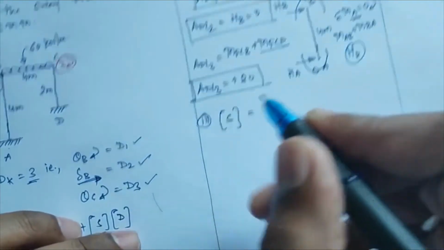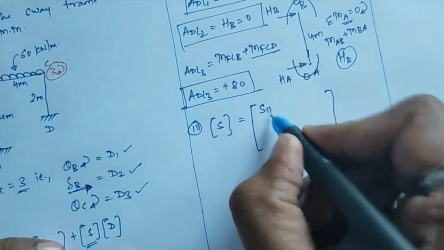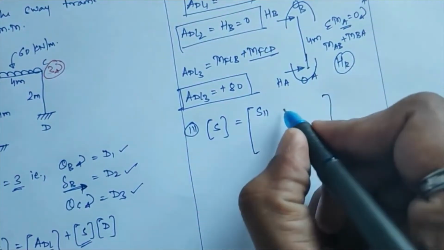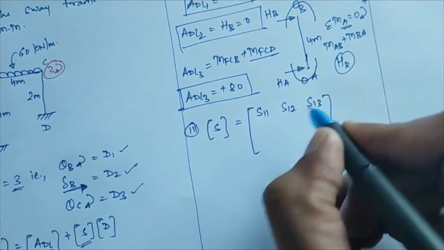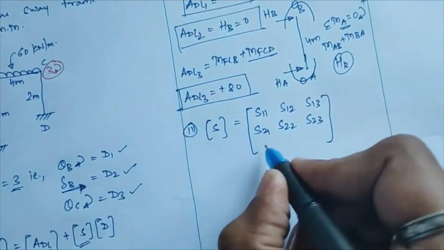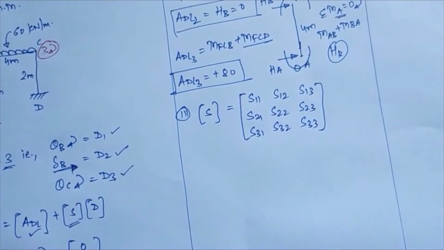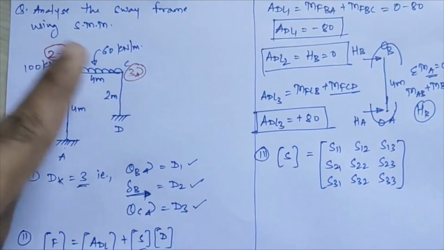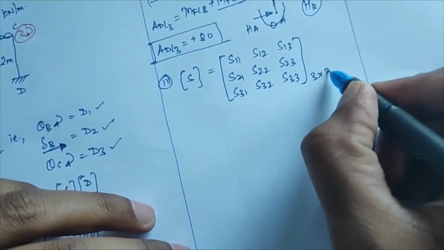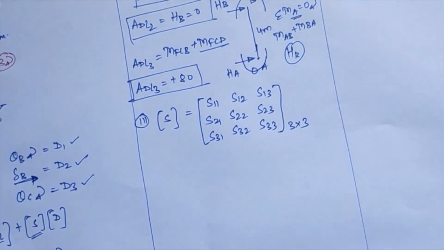So the S matrix for your three redundants will be in this way: S of 1 1, next S of 1 2, S of 1 3. Next here we will be having S of 2 1, 2 2, S of 2 3, S of 3 1, 3 2, and S of 3 3. Means here you have to calculate the 9 terms in your stiffness matrix if you are having 3 redundants. Here this matrix will be of order 3 by 3. Okay. Now we'll see that.